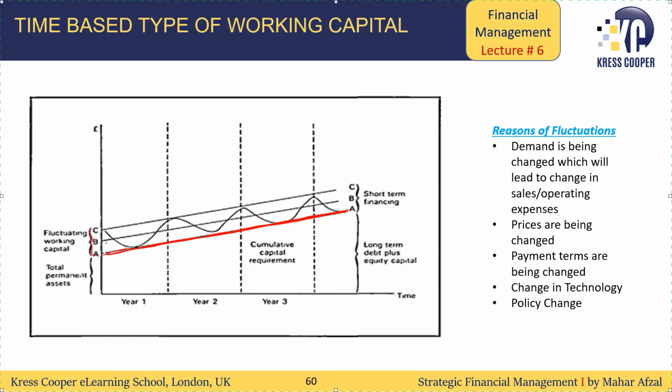This portion is my fluctuating working capital. This is seasonal. Sometimes it will go up, sometimes it will come down. This permanent working capital usually is financed by long-term debt or equity capital, and this fluctuating working capital is usually financed through short-term financing. We have already discussed the reasons for fluctuation. Demand is changed, prices are changed, payment terms are changed, change in technology, policy change. These are the factors that will lead to fluctuation in the working capital.